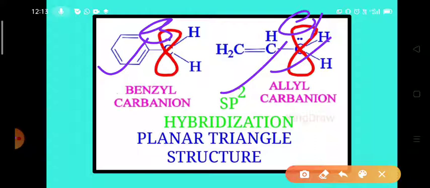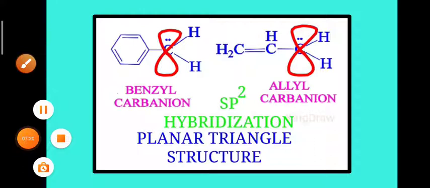So as the hybridization is sp2, the structure around the carbanionic carbon is a planar triangle, so benzyl and allyl carbanions have a planar triangle structure. That we have to remember.